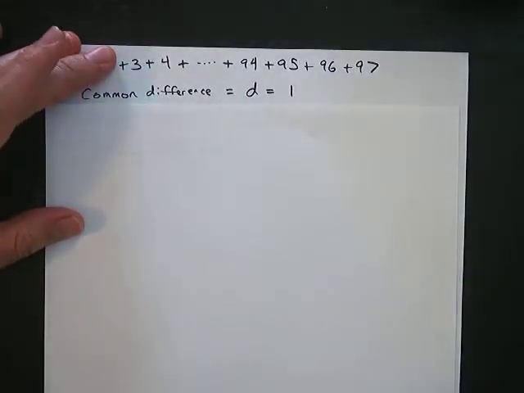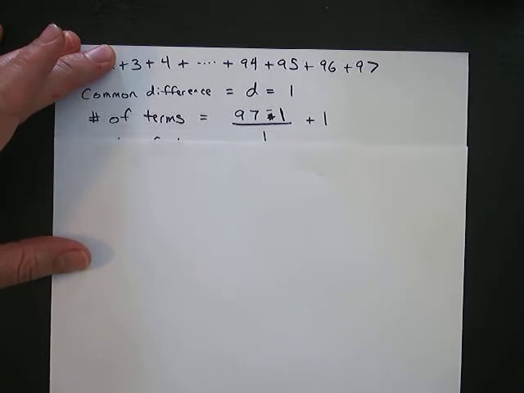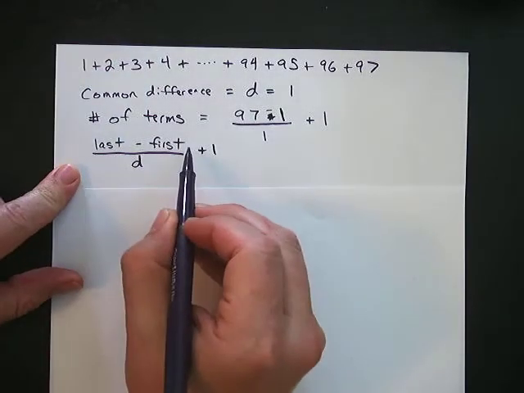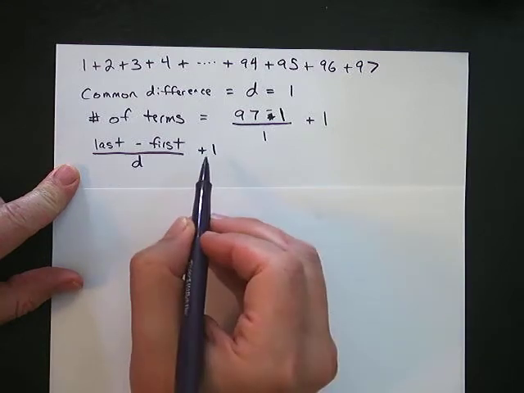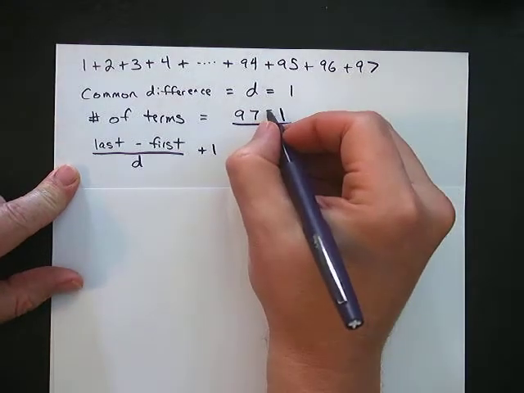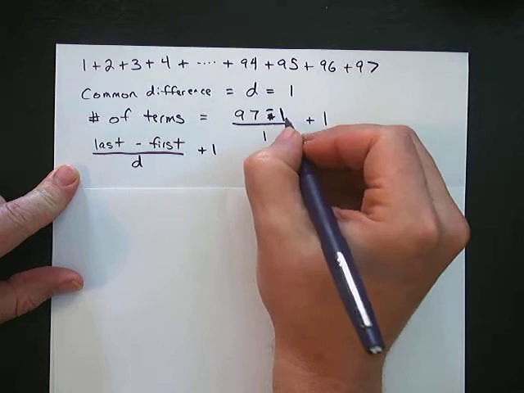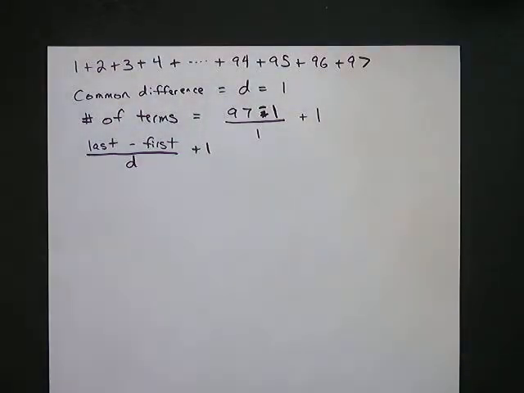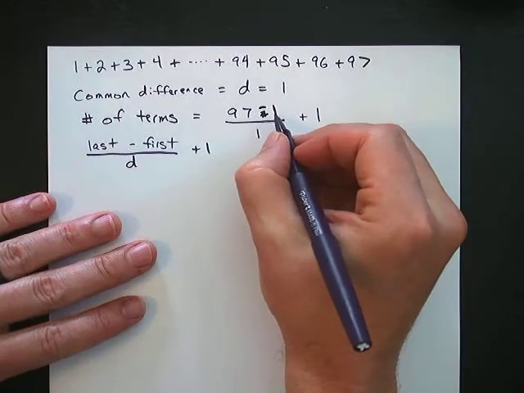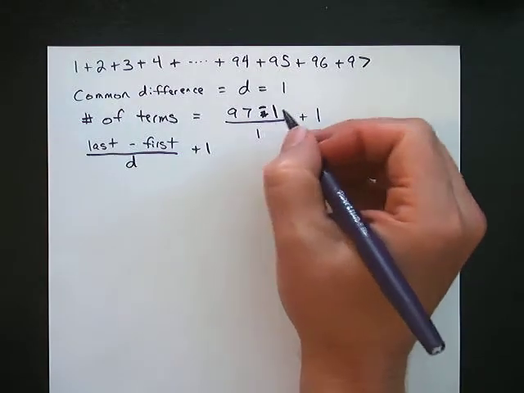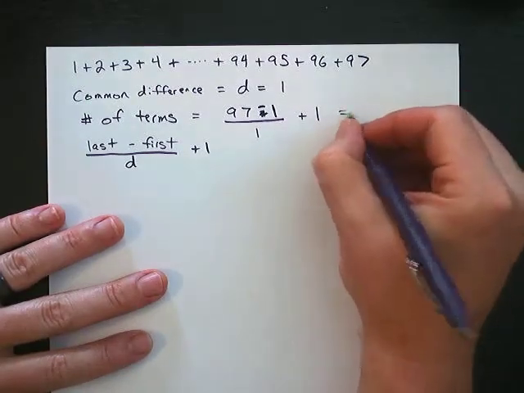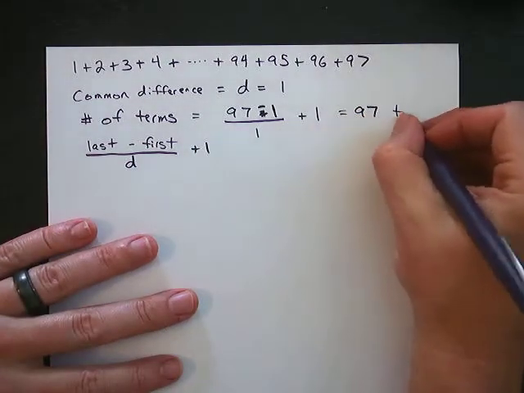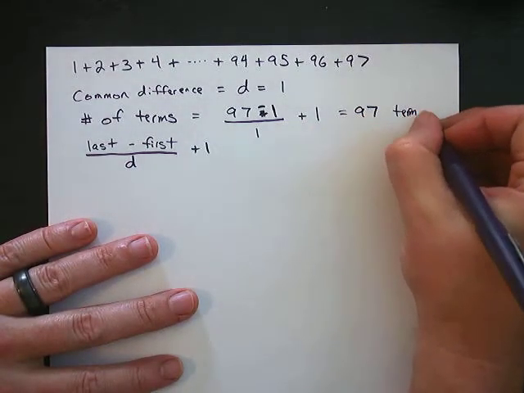Okay. The next thing we want to do is figure out the number of terms, and I'm going to do that by doing the last term minus the first term divided by the common difference, plus 1. So this will be 97 minus 1 divided by 1, plus 1. When I do that, I get 97 minus 1 is 96, divided by 1, still 96, plus 1. I get 97. So I have 97 terms in this particular sequence.